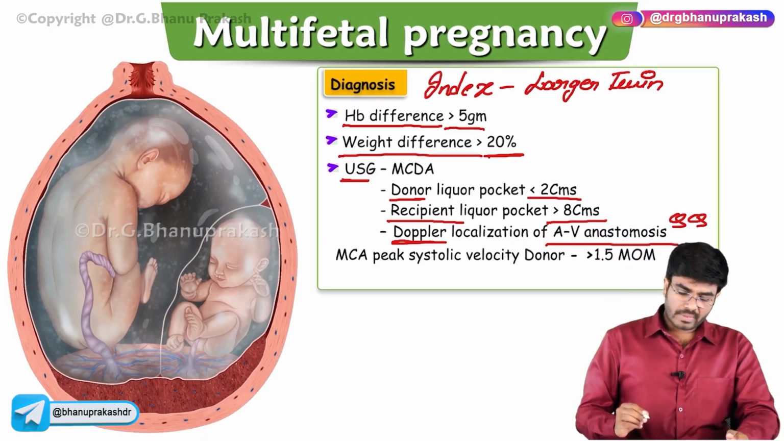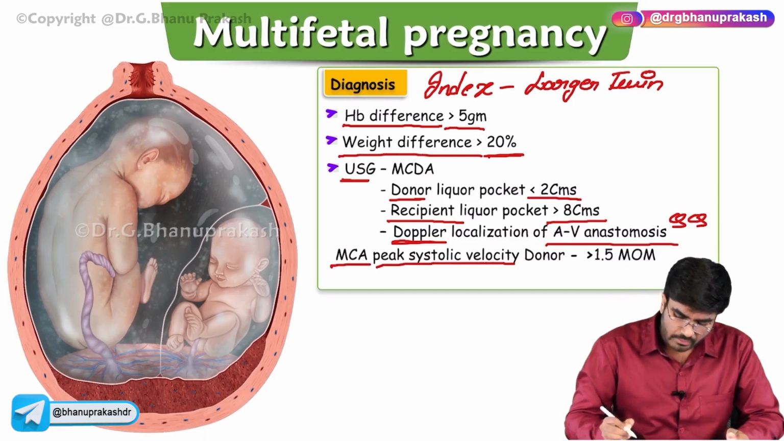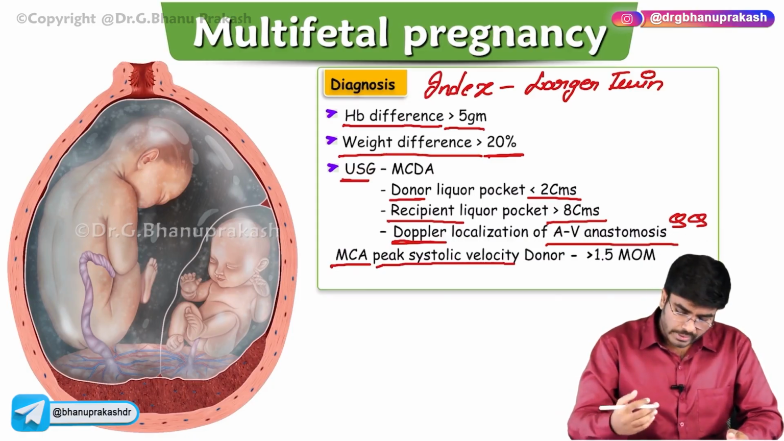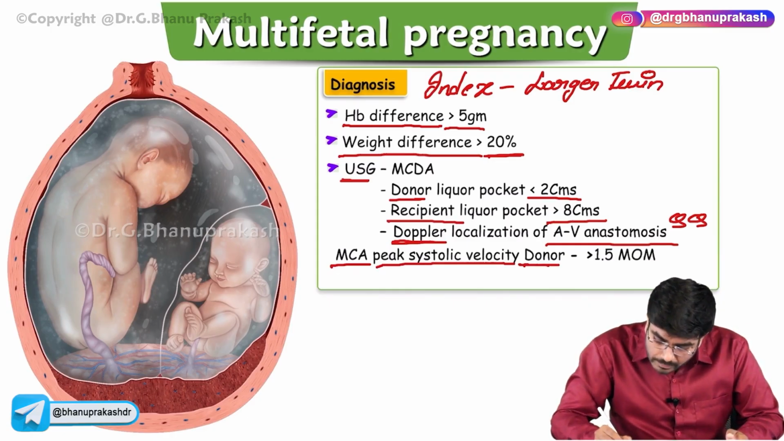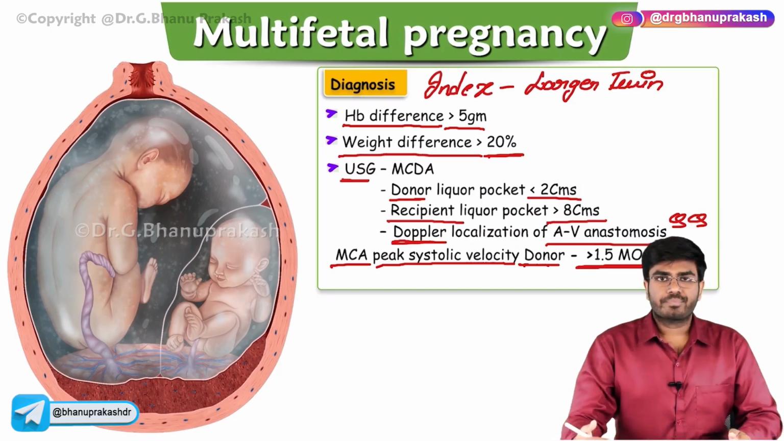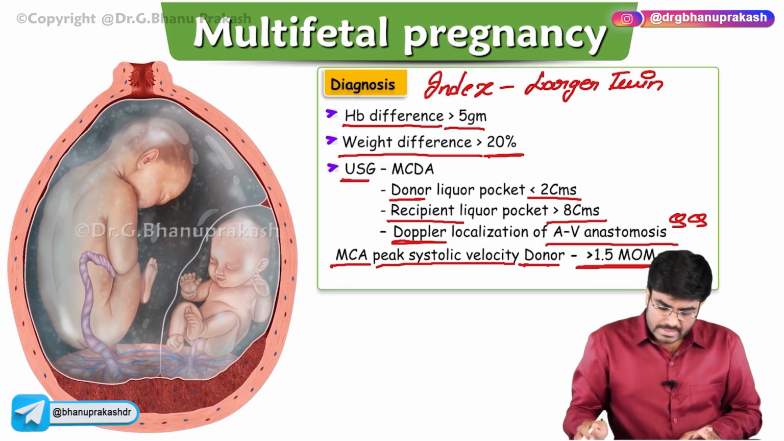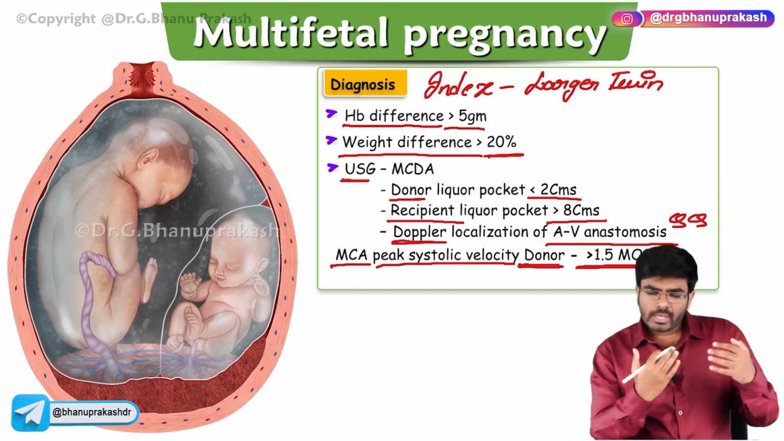And also remember that the middle cerebral artery peak systolic velocity, the velocity with which blood is flowing through the middle cerebral artery in a donor twin, will be more than 1.5 multiples of median. What exactly am I trying to put into your mind, guys? This is a very important concept. If I am talking about a donor twin, it means it is giving all its blood.